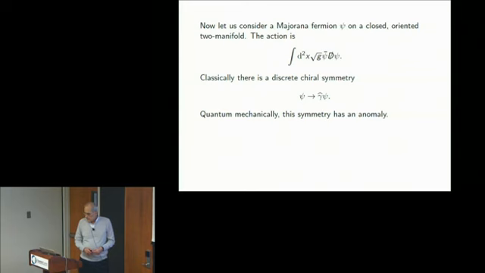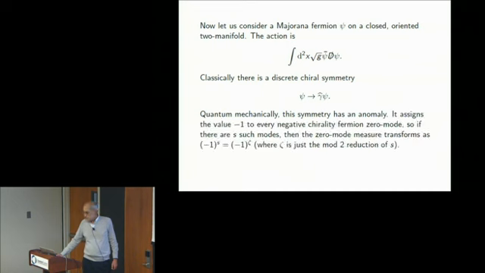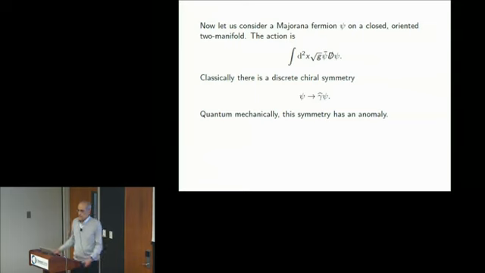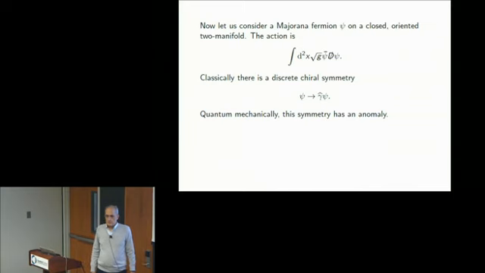It had this nice action, and quantum mechanically it has this discrete chiral symmetry that assigns the values 1 and -1 for fermions of positive and negative chirality. Quantum mechanically, the symmetry has an anomaly. In general, fermion anomalies are always carried by the zero modes. What it means to say that a fermion theory has an anomaly is that there's a symmetry of the classical action that doesn't preserve the path integral measure.